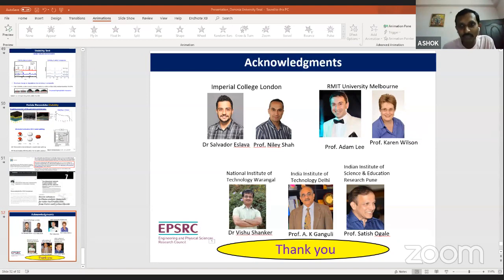Okay, sir. Another question from Anuradha. How can we choose a suitable dopant for a particular compound to affect the band gap energy?